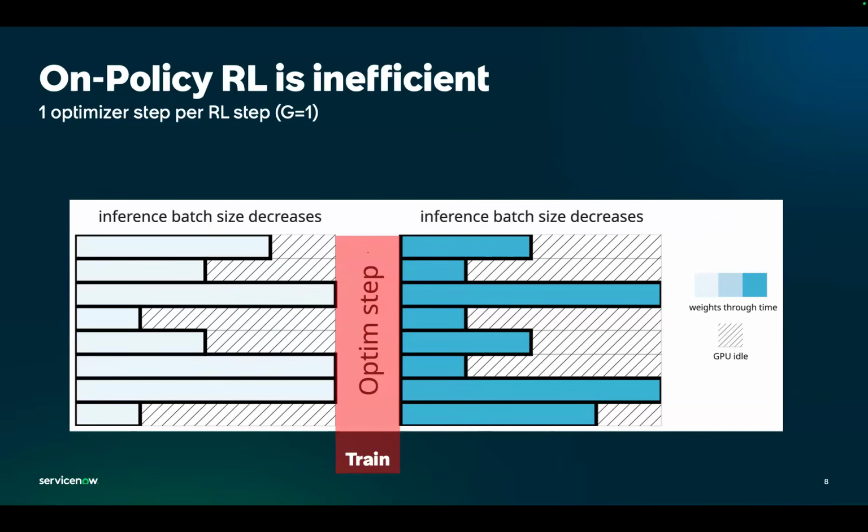And then you take all your completions when they're done, and you start optimizing. You do one optimizer step, and this is what we refer to as an RL step. You get enough data for one optimizer step, you do your optimizer step. And here, note that after the optimizer step, the color changes, right?